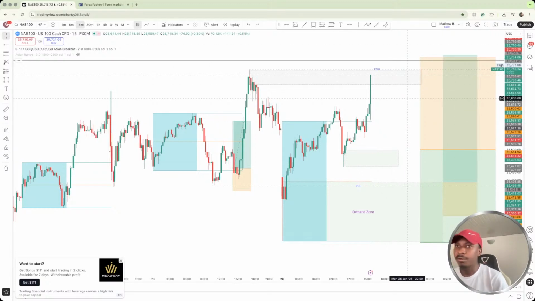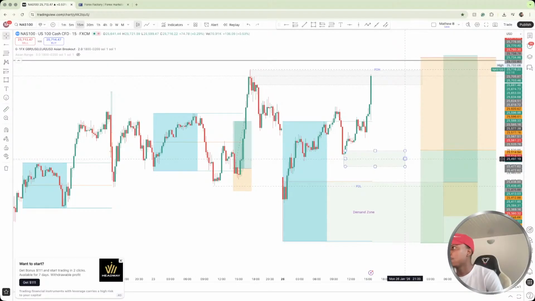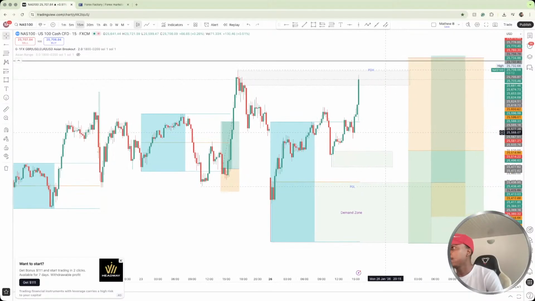NASDAQ is about to take the previous day high. Taking the previous day high confirms that one of these nearby regions is good for a buy. Either that, or there will be extra new regions to potentially look for buys. Mostly this area or this area, so either this area or somewhere around here.